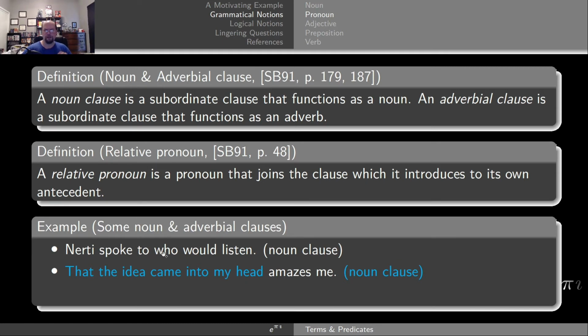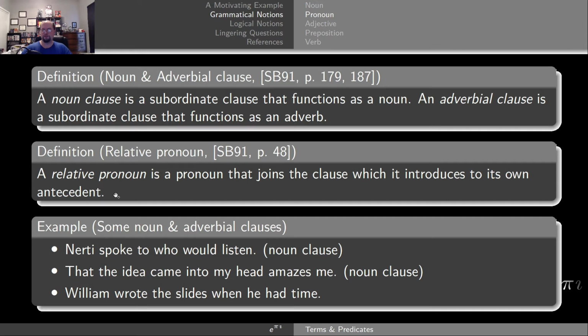Now, notice that "who" was used as an interrogative pronoun previously, and "that" was used as a demonstrative pronoun previously. Thus, both of these words are polysemous, now serving as relative pronouns here. For a final example, William wrote the slides when he had time. "When he had time" is actually an adverbial clause here, describing the time when the slides were written. Now, notably, "when" is not serving as a pronoun here, it's serving as a subordinate conjunction. So keep in mind that just because you have a subordinate clause doesn't necessarily mean you have a relative pronoun in play.